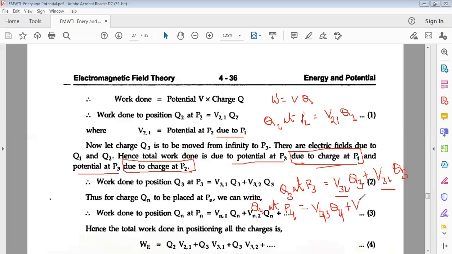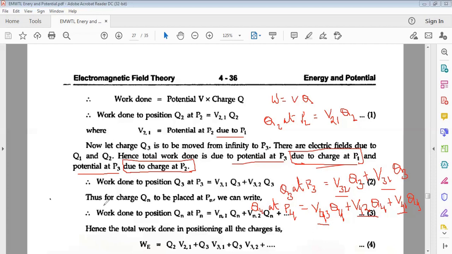plus V42 on Q4 plus V41 on Q4. V41 is the potential at point P4 due to P1, V42 is the potential at P4 due to P2, and V43 is the potential at P4 due to P3, and so on.